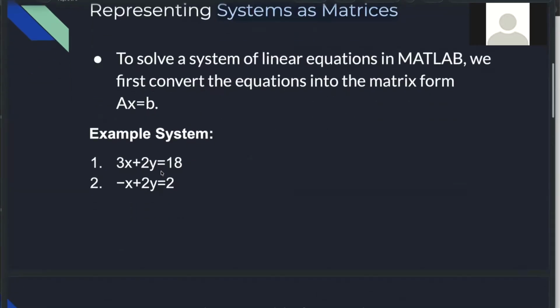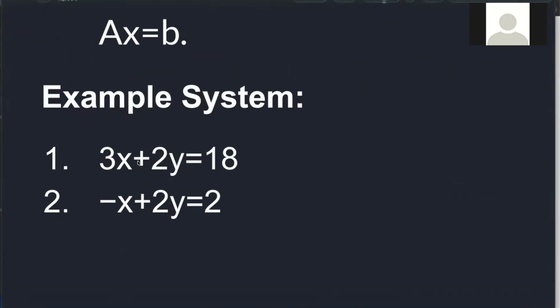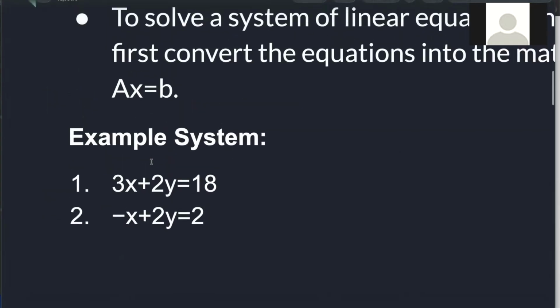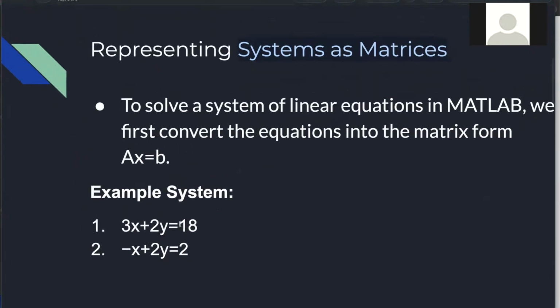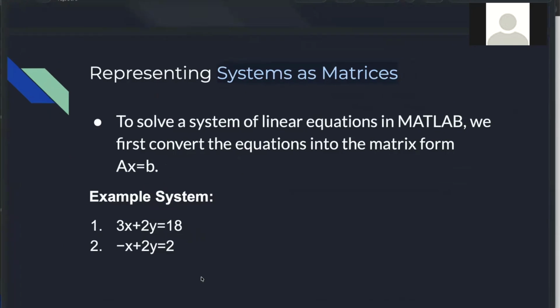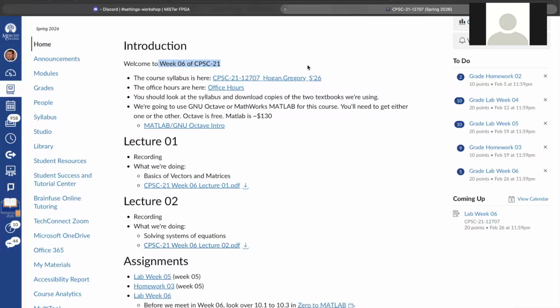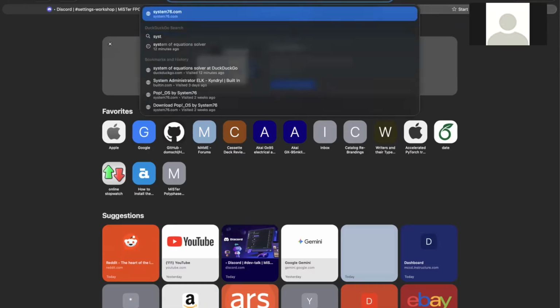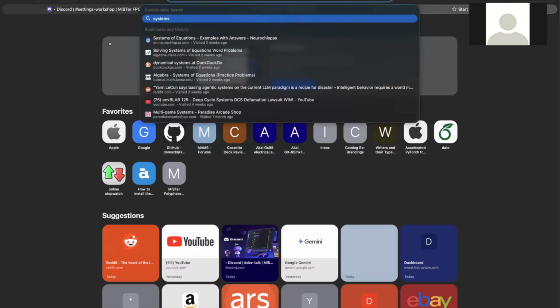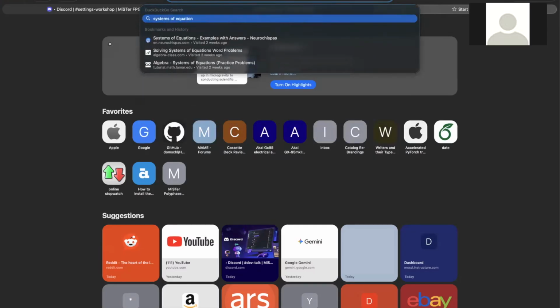So if you have a system of equations like this, here's an example, 3x plus 2y equals 18, negative x plus 2y equals 2, and you want to solve it, how would you do it, right? There are a lot of online solvers, and in fact, I will show you one. So if we go here, and looks like I closed it, but if we say, what do I want? Systems of equations like this.